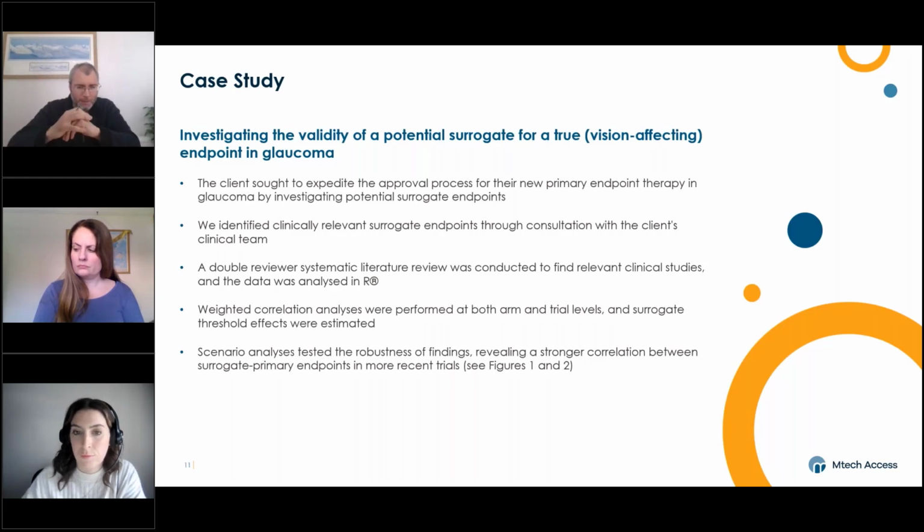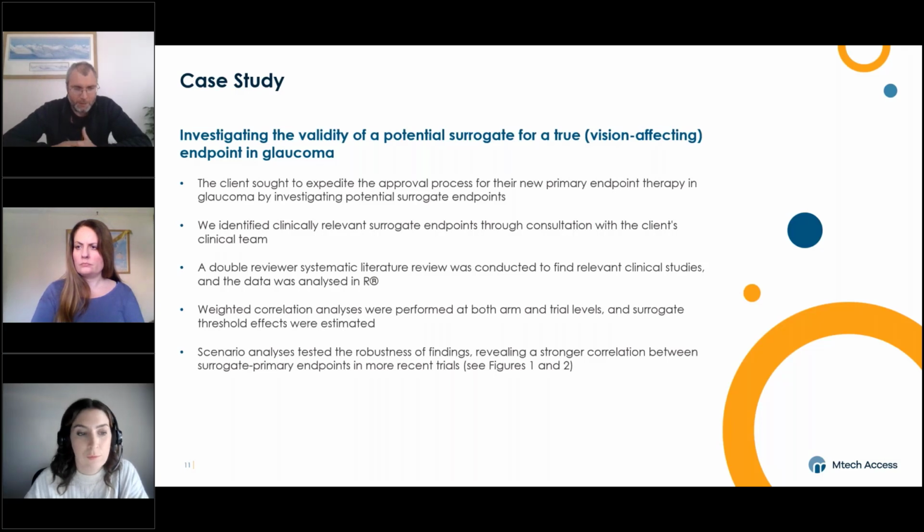So we, as said, followed the process that we covered 5 minutes ago, and ran that double reviewer SLR. We plotted all collected arm and trial level data into our respective two-step correlation analyses, ran these meta-correlation analyses, and estimated the surrogate threshold effect for what we found to be the single best performing surrogate biomarker based on its arm level correlation and its treatment effect correlation.